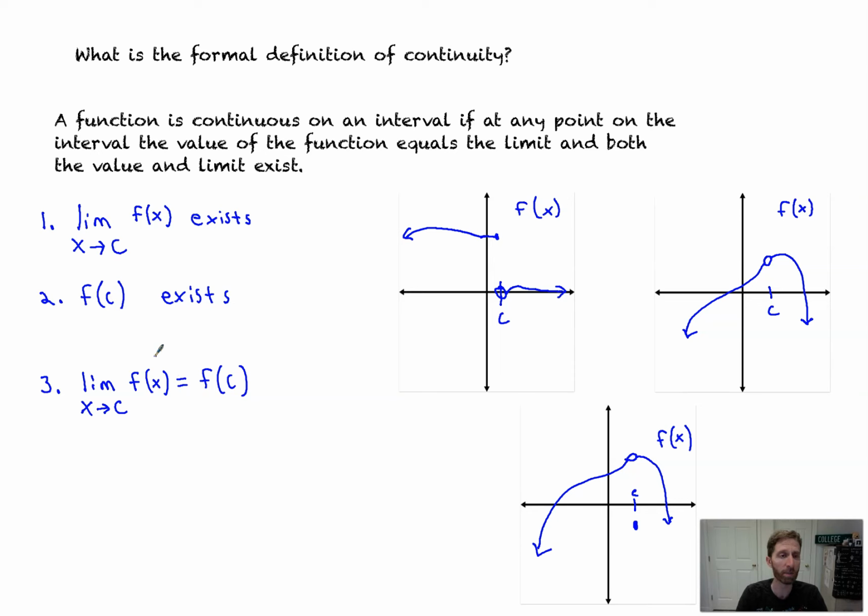So you've got to have all three conditions be true in order for the function to be continuous at an x value. And again, in short form, you're basically saying the limit and function must both exist at c, and they have to be equal.